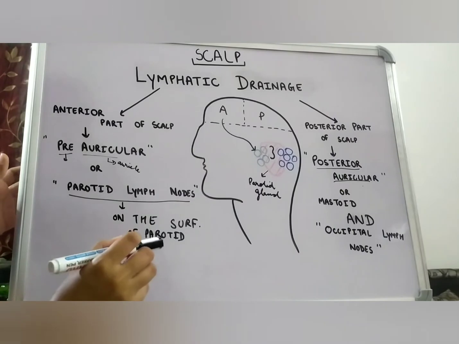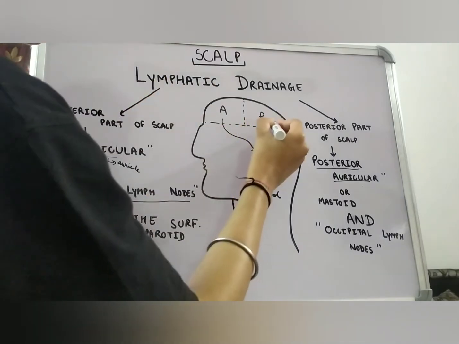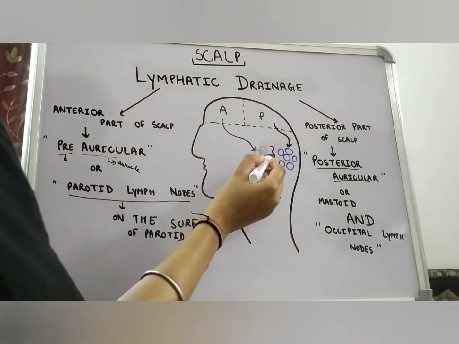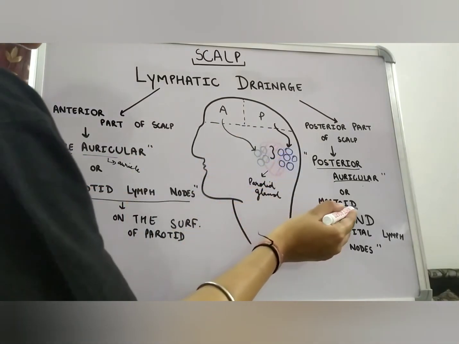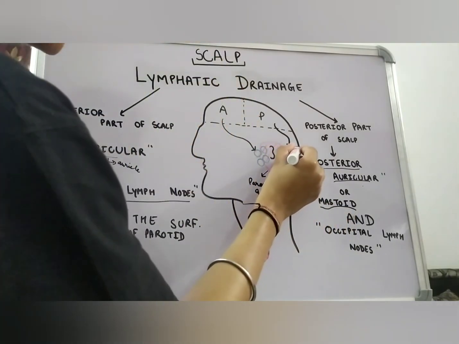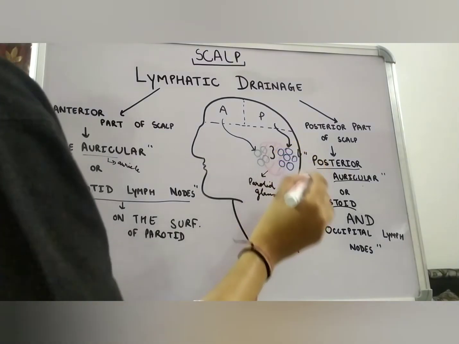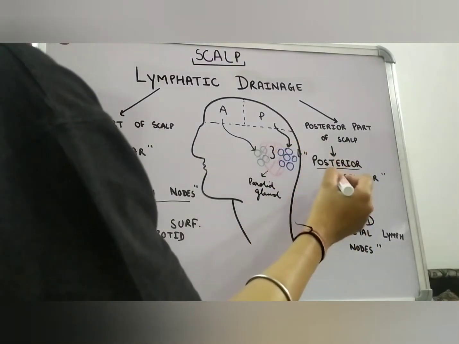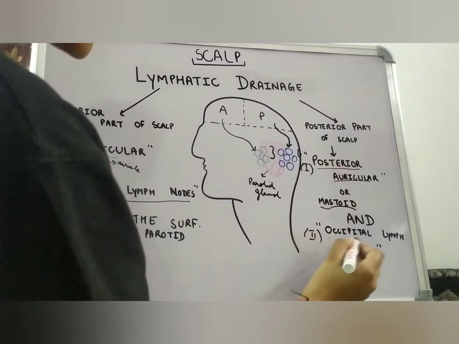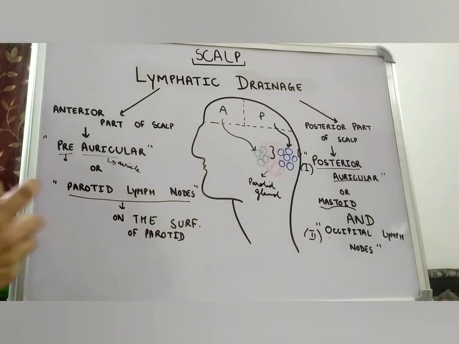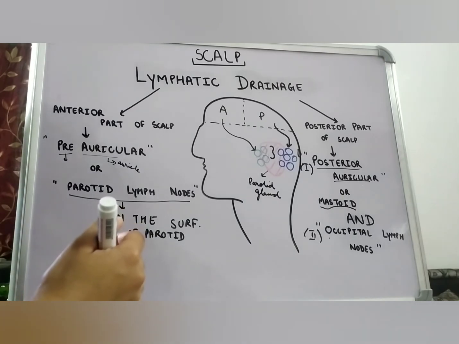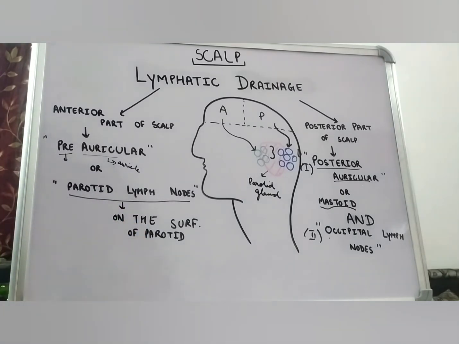Talking about the posterior part of the scalp. The posterior part of the scalp would drain into the posterior auricular group of lymph nodes. As the name indicates, these are situated behind the auricle, or you can also term them as mastoid group of lymph nodes, because you have your mastoid process behind. Okay. Then another group of lymph nodes is the occipital lymph nodes. Since we know that occiput or occipital is that part which is situated just behind, the back part of your scalp.